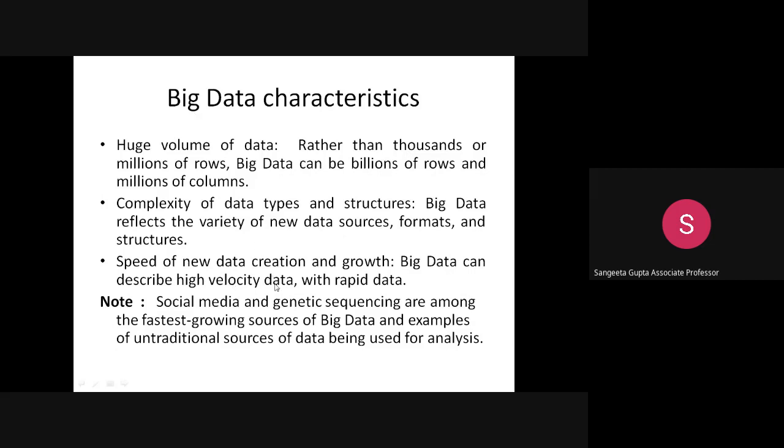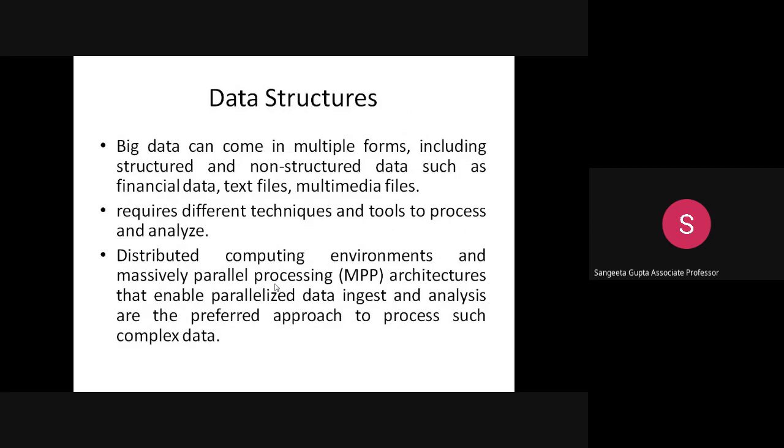And as we have seen, social media is leading to the generation of this big data. You have large amounts of medical report analysis, large amounts of genetic sequencing. These are taken as some of the prominent sources which are leading to faster data generation. Proceeding further, there are different varieties as I have said, and this data can come in multiple forms, which includes structured and non-structured data.